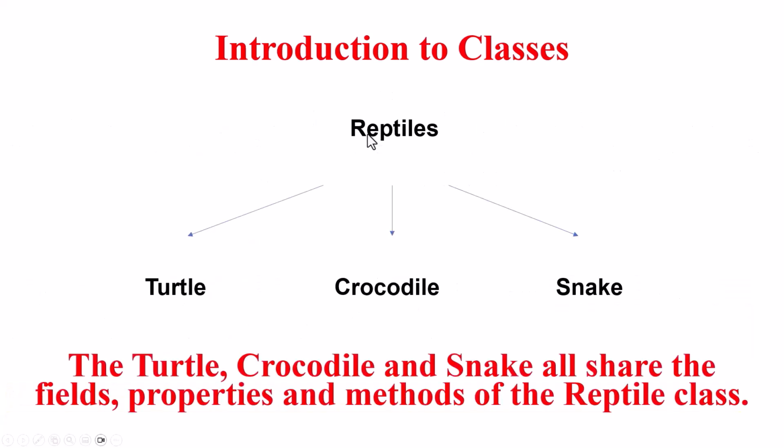Next, you could create the crocodile object based on the reptile class. In fact, it would look something like this. You'd set up your reptile class, and from it, you could create an instance of turtle, an instance of crocodile, an instance of snake. But they all share properties that are common to reptiles. They may be different. A turtle is certainly different than a crocodile, but it still shares some things that the reptile has. Cold-blooded, scales, what else? Eyes, nose, they breathe. All stuff like that. The turtle, crocodile, and snake all share the fields, properties, and methods of the reptile class.